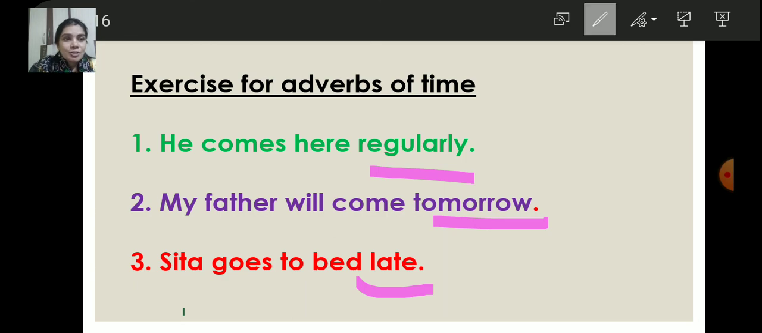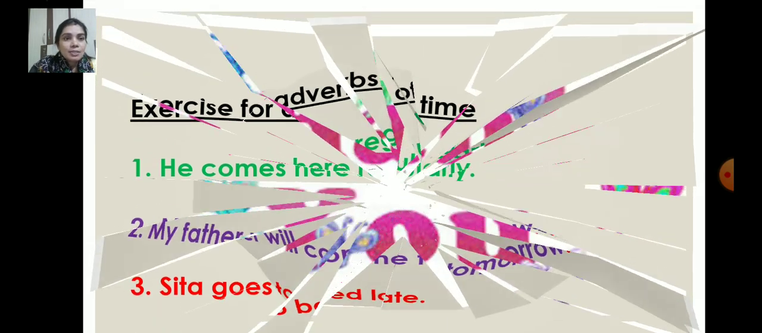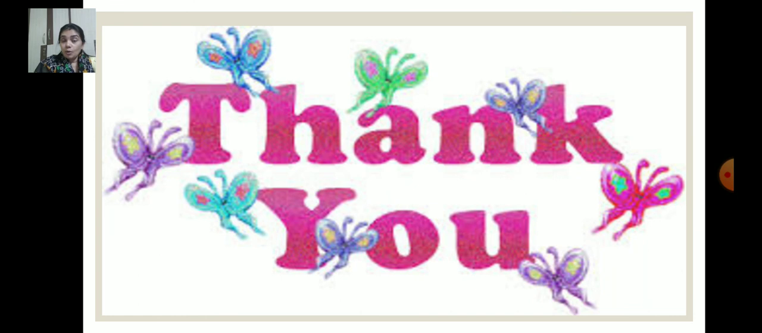Okay, children. So we have learned what is an adverb and the kinds of adverbs, that is adverb of manner, adverb of place, and adverb of time. Now, this is the end of this topic, today's session.